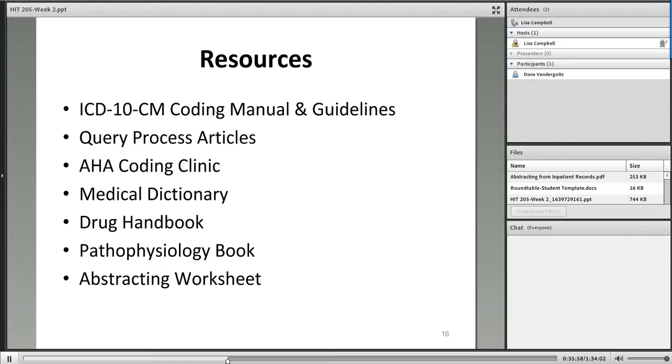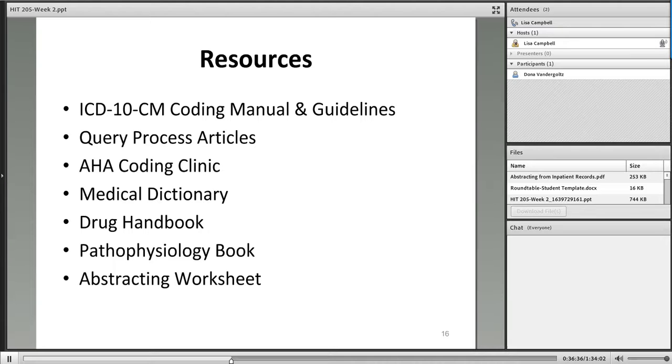Okay. With inpatient coding, from time to time, you will have to determine that a query is needed. So last week, you had 2 query process articles that you were to read. I've uploaded them to the files area for those of you that didn't read them last week. They are must-read articles for the inpatient coding process. AHA Coding Clinic. Coding Clinic is a reference that is inside of the 3M system.